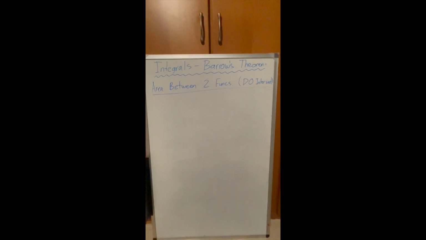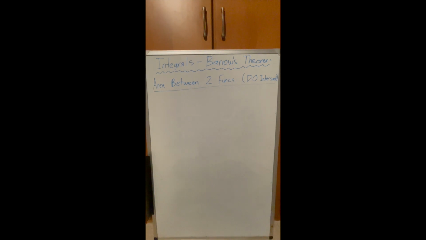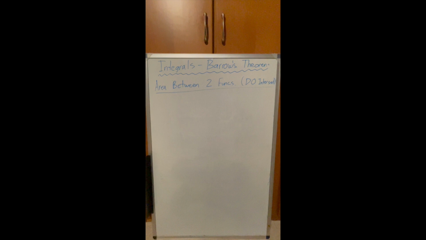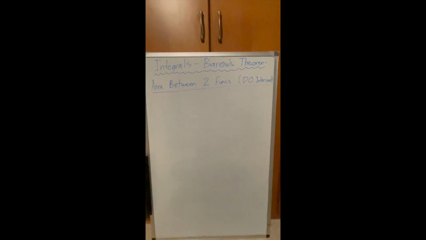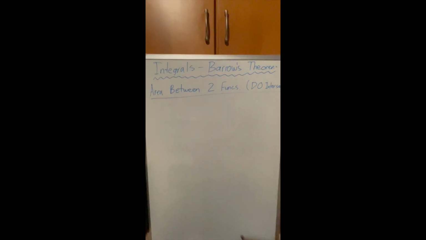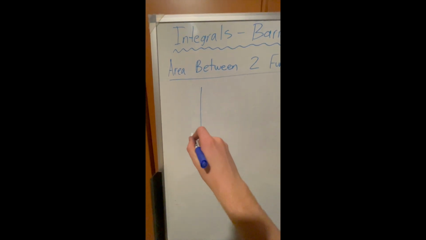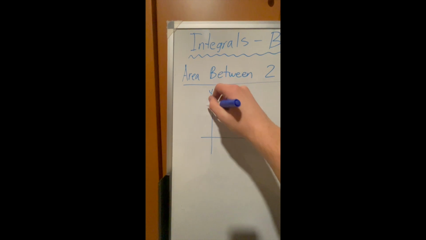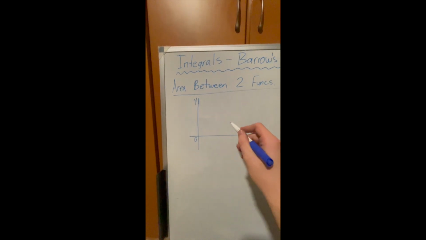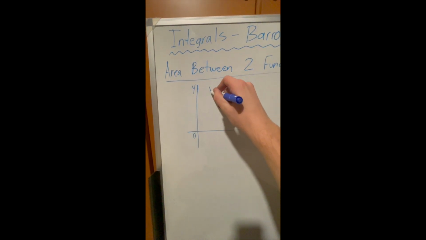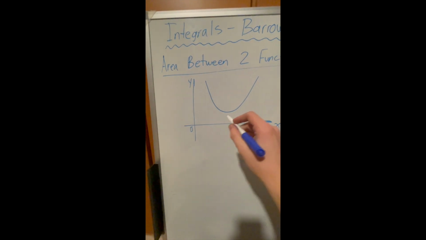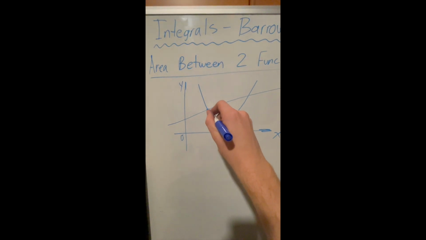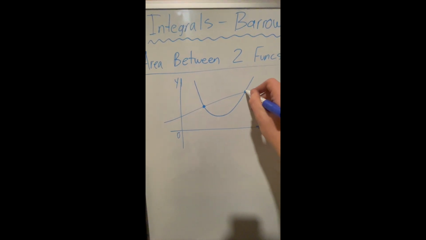In today's video, we're going to be looking at the third and last application of Barrow's theorem, which is to find the area between two functions that do intersect. So this would look something like this. Here we have our graph with our x-axis, our y-axis, and our 0. And we have one function that goes like this, for example, and another function that goes like this. And we see that this intersects in 2 points, this point and this point.